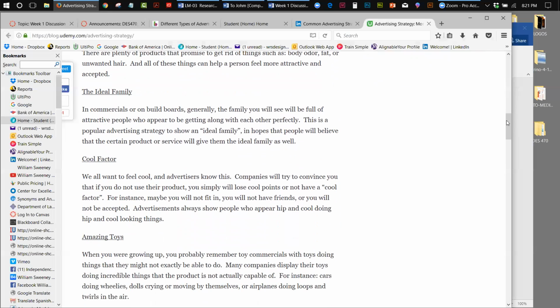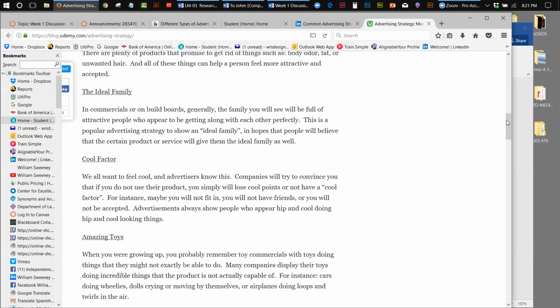A lot of times you'll find that places where people go will use this particular ploy, the ideal family. You'll see a lot of times at resorts and vacation-type places, you always see a family, and they always look great, and they always look like they're having really good fun, and everybody's fit. They're talking about the ideal family, and this is the place to go. And even if you're not so ideal, you look at that place and say, wow, man, that's where I want to go.